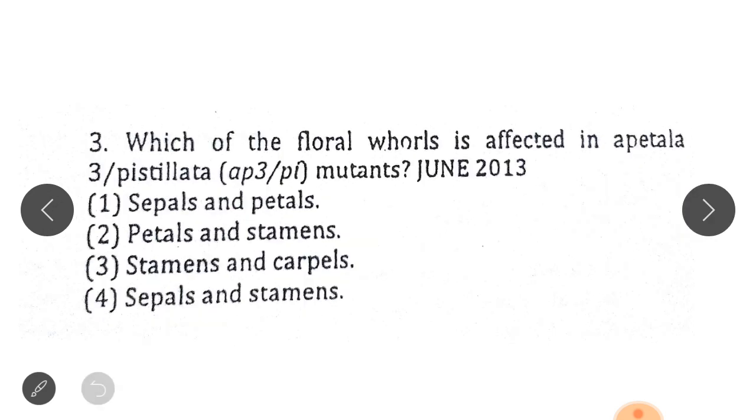The third question: which of the floral whorls is affected in APETALA 3 and PISTILLATA mutants? Now this is the class B gene. Class B comes in two whorls, petals and stamens. So petals and stamens are mutated, affected.